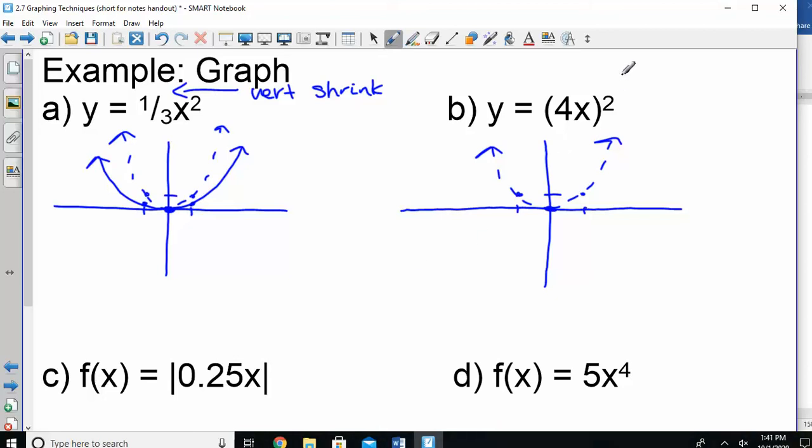Okay, the 4 is on the inside, so is it changing x or y? X. So it's a horizontal, and it does the opposite. So 4 is bigger than 1. That means I would expect it to stretch, so it actually shrinks. So essentially what we do is divide our x's by 4. So this is an x of 0. 0 divided by 4 is still 0. This point had an x of 1. 1 divided by 4 is 1/4. Here you're at negative 1. Negative 1 divided by 4.